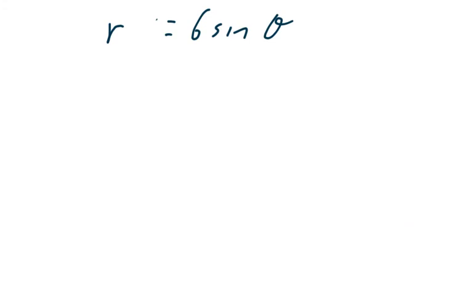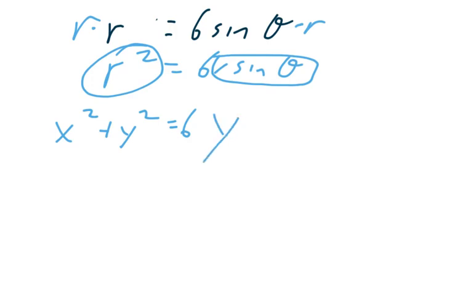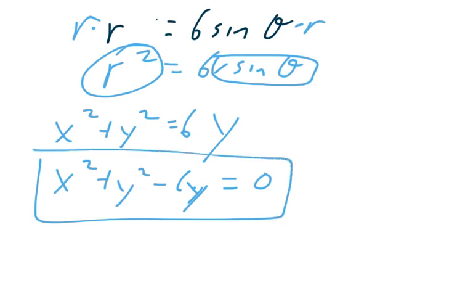Alright, the last one is r equals 6 sine theta. I'm going to put it in rectangular form. I'm going to multiply both sides by r. And r squared, and you don't have to remember this, but we have a formula that says x squared plus y squared equals r squared. And we have r sine theta, which is the same as y. And so now I'm going to just subtract the 6y to the other side. And I'm going to consider this an acceptable answer for this problem.